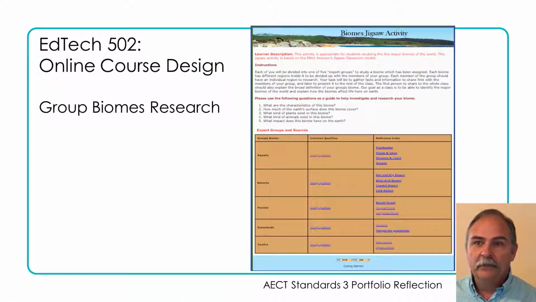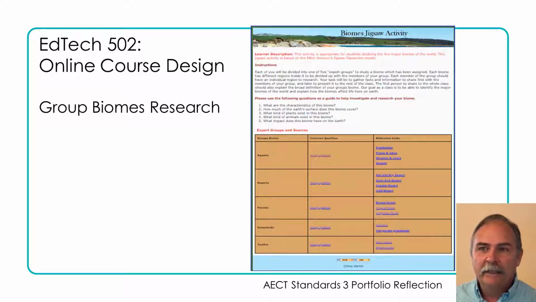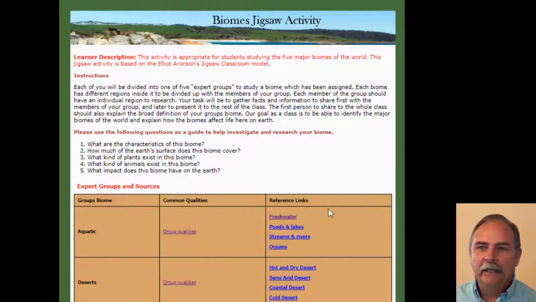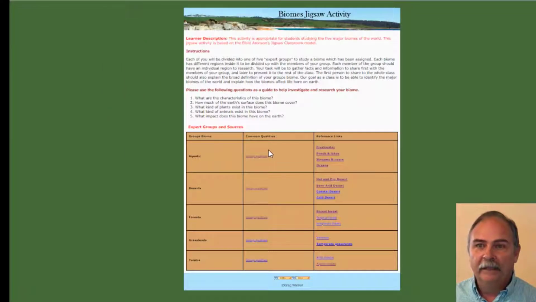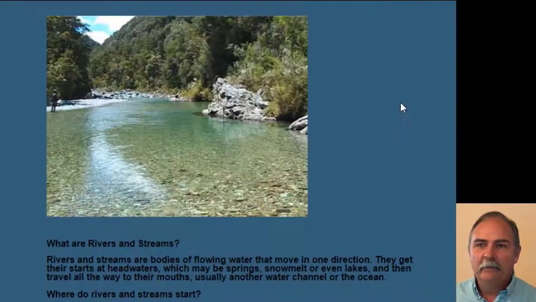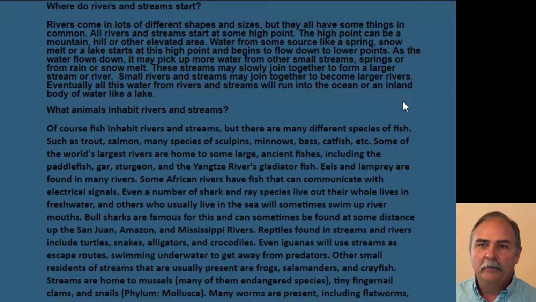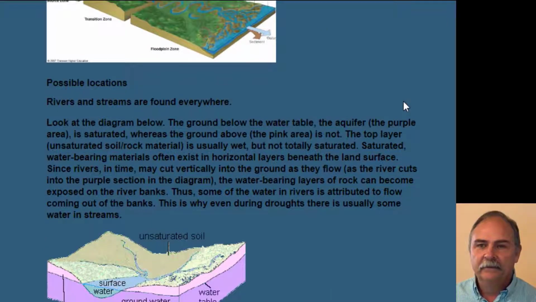Another artifact demonstrating my ability to make sound decisions in selecting appropriate resources for a learning environment comes from EdTech 502 online course design. I created a web page which allows students to study the 5 major biomes of the world. Links explaining each of the biomes are included on this web page. Reference links for additional student learning are also included on the website. This web page demonstrates my ability to evaluate and select appropriate resources to provide optimal learning conditions for students.